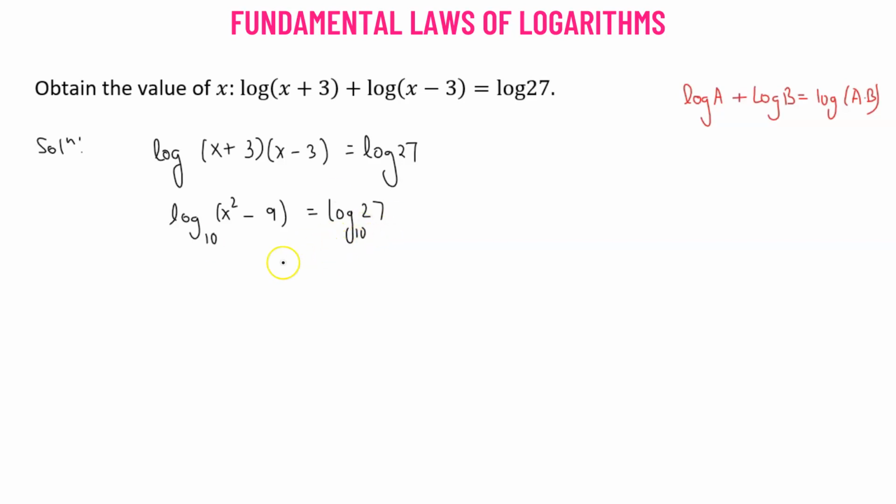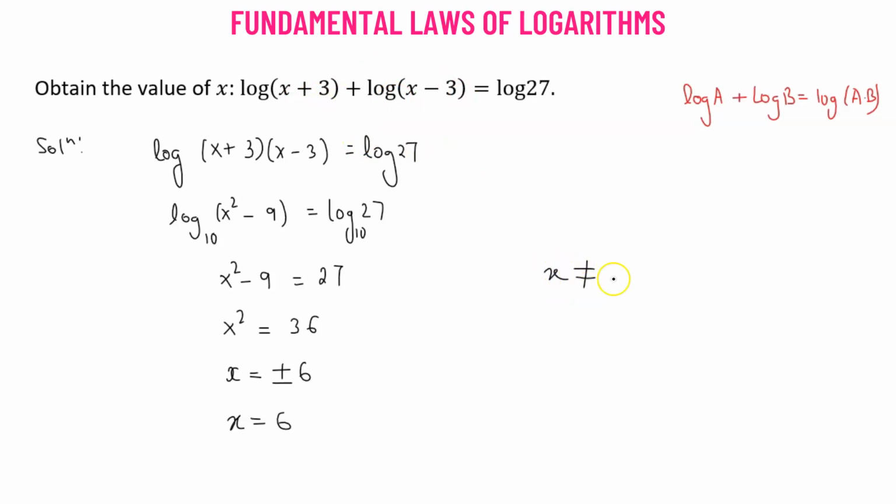That means we can equate both sides to get rid of the logarithm to get x squared minus 9 equals 27, which gives us x squared equals 36. Taking the square root on both sides gives us x equals plus or minus 6. Now x can take only the value 6. This is going to be the solution to our logarithmic equation.